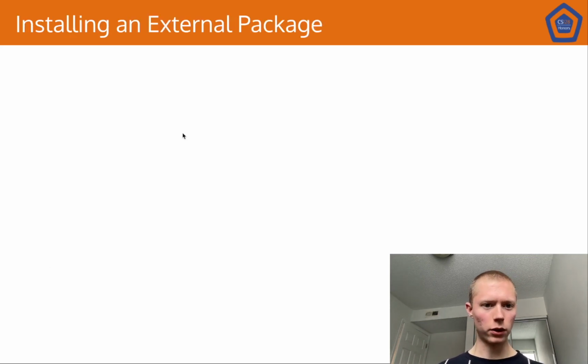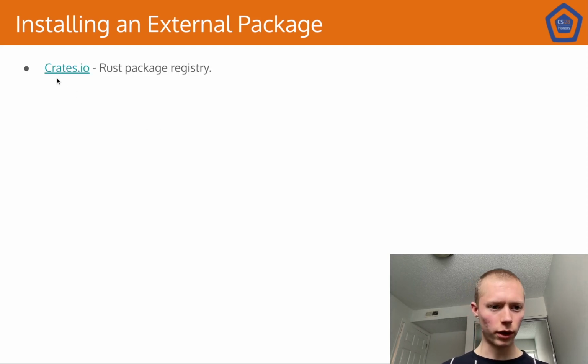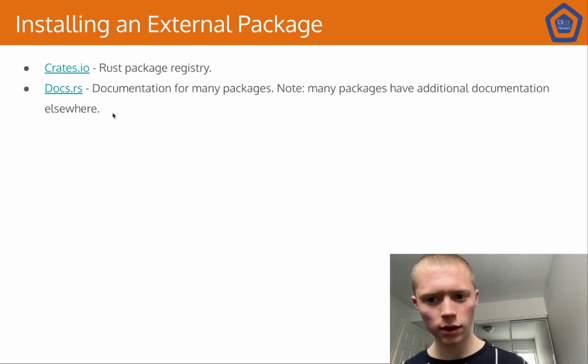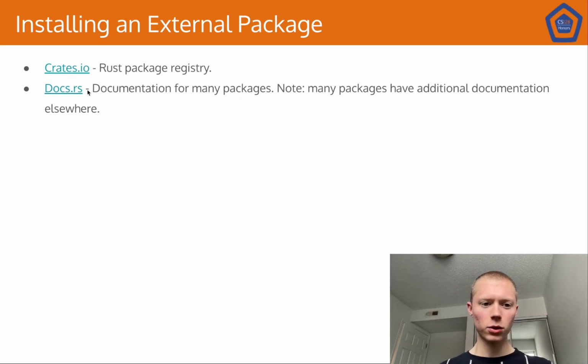So I'm going to move on now to installing an example package in your project. To do that, what you're going to want to do is use crates.io, which is a Rust package registry. And to learn about the crate, use docs.rs, which has documentation for a bunch of packages. And also, packages might not have their documentation only on docs.rs, so you might have to look around.